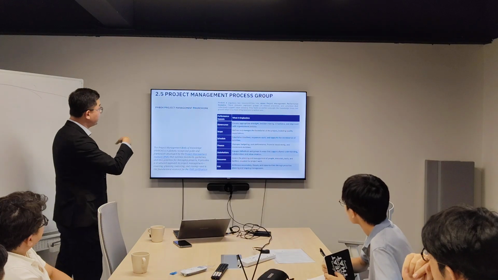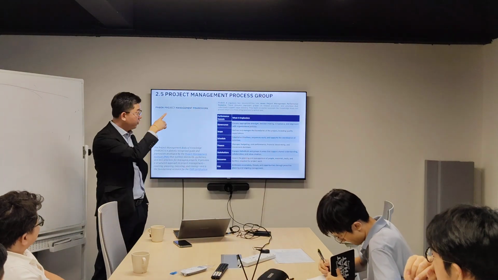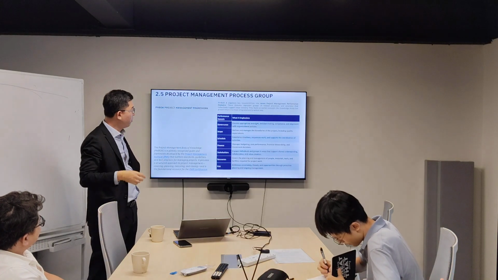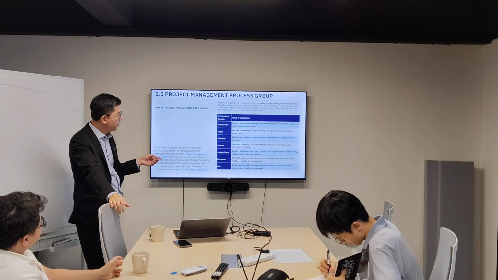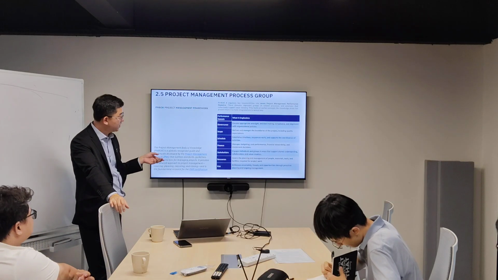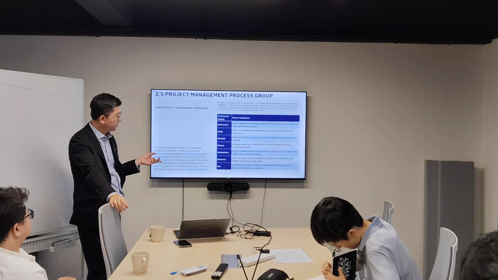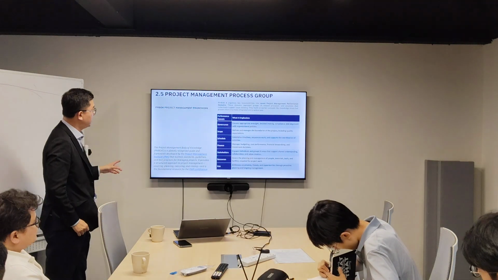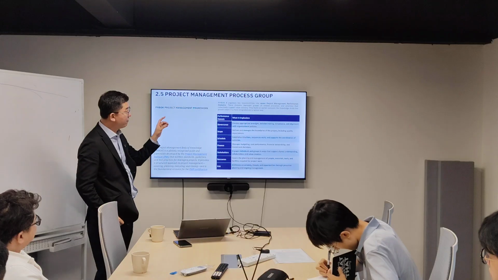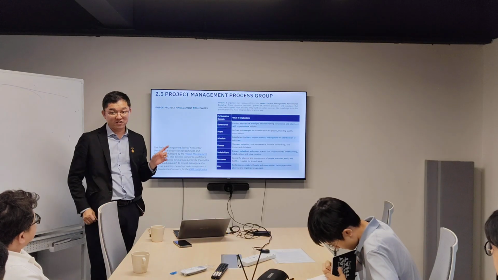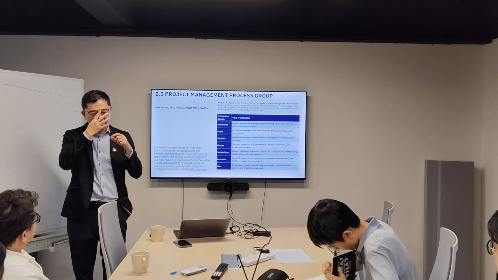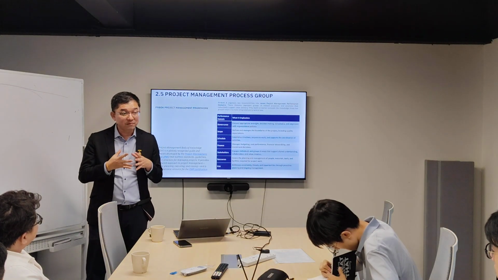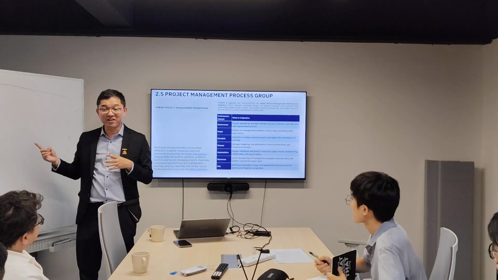So, I think just now I already briefed you on all these 7 domains. What is governance? What is the scope? What is the schedule? What is the finance? What is the stakeholder? And the resources and the risk. So these basically are the 7 project management performance domains. To me, we define it in layman's terms as a KPI, key performance index.